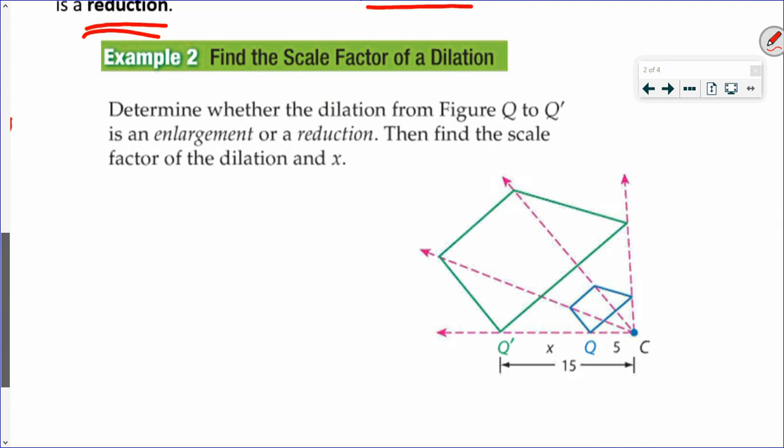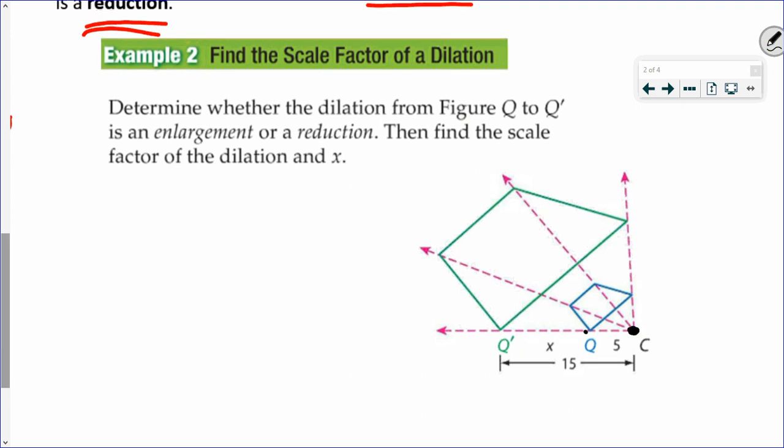So, determine whether the dilation from Q to Q prime is an enlargement or a reduction, and then find the scale factor of the dilation. If we look at this picture here, guys, with C being the center, from Q to Q prime, did that segment get longer or shorter? It got larger, it got longer, so this is clearly an enlargement.